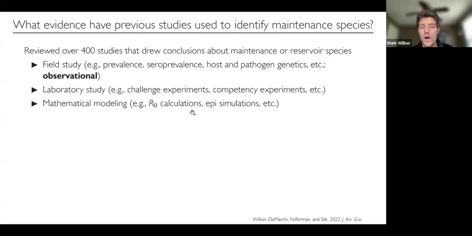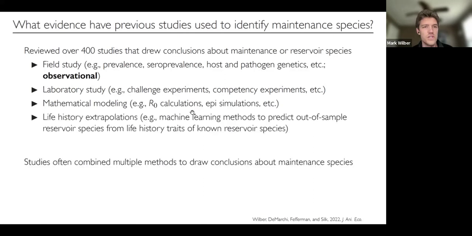Mathematical modeling, so R0 calculations, epidemiological simulations, and also more recently, life history extrapolations. So these are going to be machine learning methods that predict out-of-sample reservoir species from the life history traits of species that are known to be reservoir species. So these are the 4 broad categories that we were looking at, but I want to point out that studies were often combining multiple methods or multiple streams of data to draw conclusions.